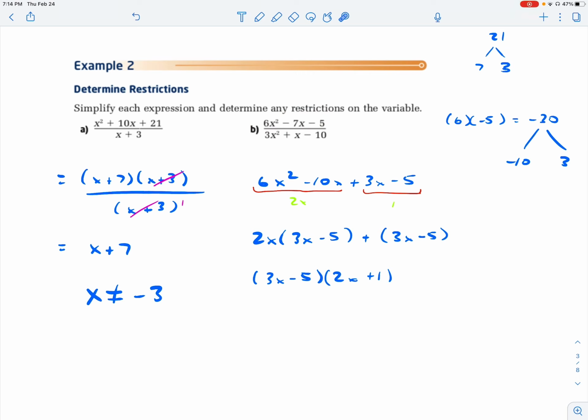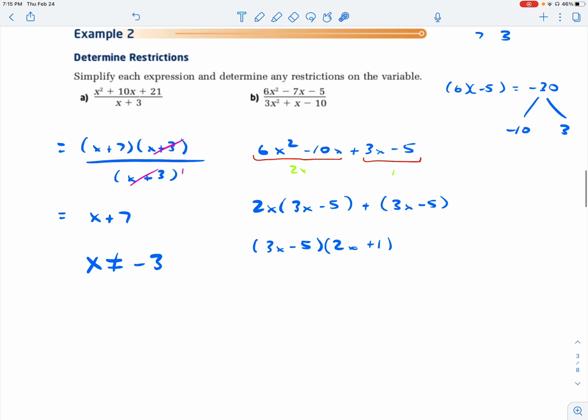So the bottom one is also decomposition. You can also do these by trial and error. So when you have a small number like 3 in the front and then negative 10, you can try a little bit of trial and error. But I'm just going to continue with the decomposition method. So I need to find two numbers that add up to 1 and have a product of negative 30.